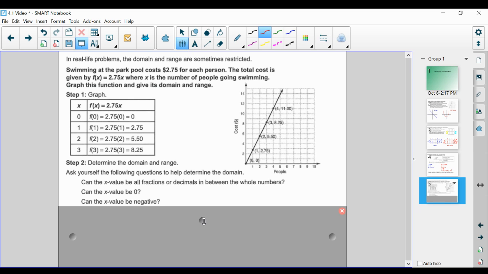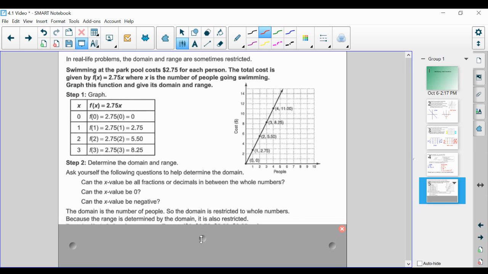We don't just guess here. We have to actually think about, hey, if this was a real life scenario and I was in this scenario, what would happen? Can the x value be fractional? Can x be 0? Can x be negative? Well, if we're talking about people, we can't have fractional people. We can't have decimals in between people. So it's 1 person, 2 people, 3 people, 4 people. Can it be 0? Yeah. If no one shows up, then it can be 0. But can it be negative? Can we have a negative amount of people? Not quite. So the domain, again, is the number of people. It's restricted to only whole numbers.